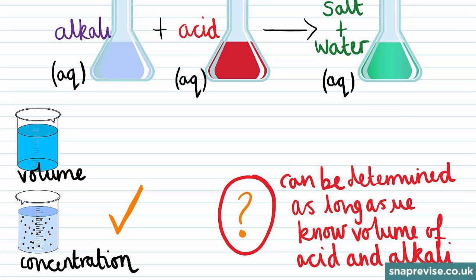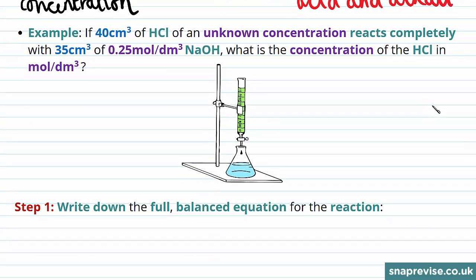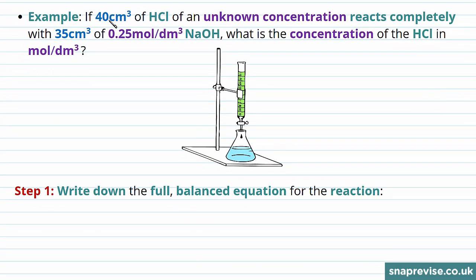We can calculate this unknown concentration as long as we know both of these volumes and the concentration of the substance that reacts with our acid. To see what we mean, let's look at an example, which is that if 40 centimetres cubed of HCl, or hydrochloric acid, of an unknown concentration, reacts completely with 35 centimetres cubed of 0.25 moles per decimetre cubed NaOH, or sodium hydroxide, the question asks, what is the concentration of the HCl in the units of moles per decimetre cubed?